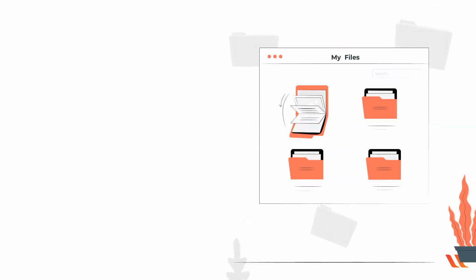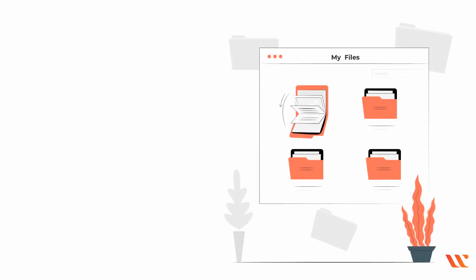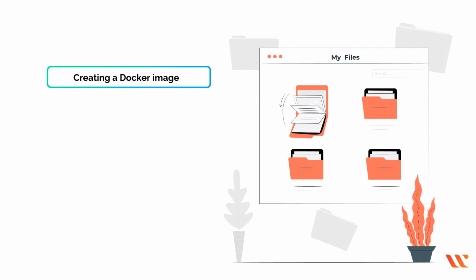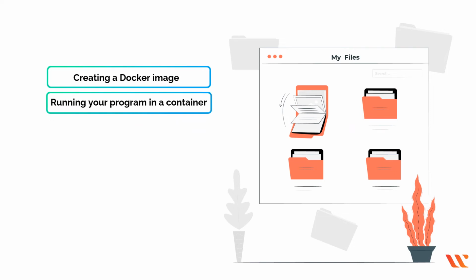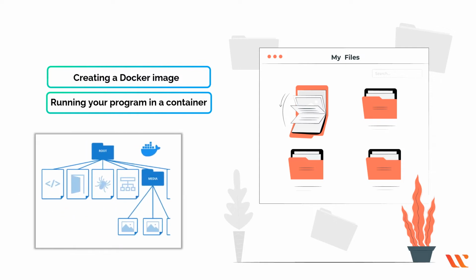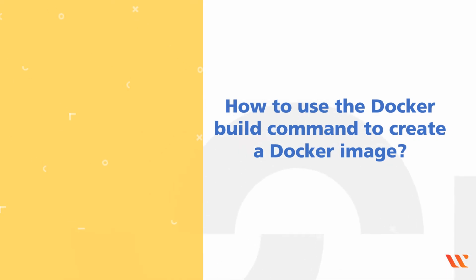Let's have a look at what Dockerfiles are. Dockerfiles include the code for creating a Docker image and running your program in a container. You must Dockerize your app. To do so, generate a Dockerfile in the project's root directory. The next thing you should know is how to use the docker build command to create a Docker image.